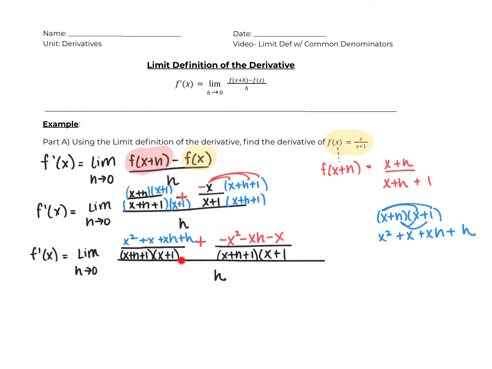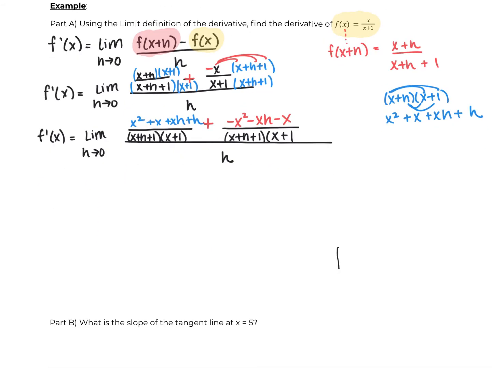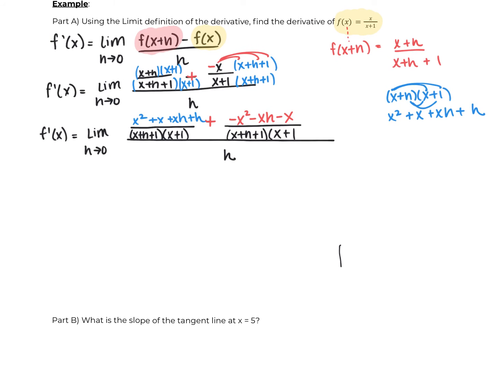And now we can add these fractions because they have the same denominator. So we're going to start by rewriting. We have our derivative, f prime of x is equal to the limit as h approaches 0 of something all over h. But let's make our denominator the same now. So we have x plus h plus 1 times x plus h. And let's add our tops and see if anything cancels.